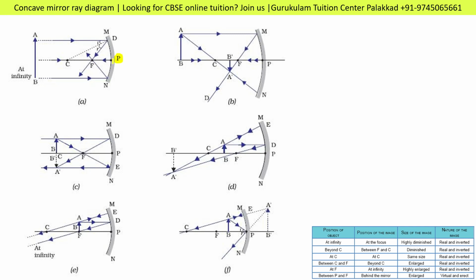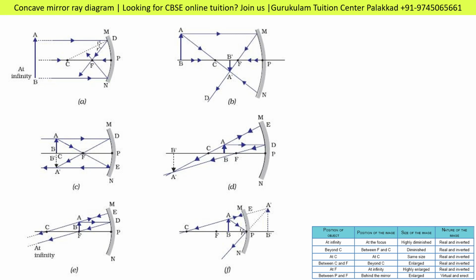P represents the pole, F represents the focus, C represents the center of curvature, and this is the principal axis. The line passing through the pole is known as the principal axis. If we draw any line which is parallel to the principal axis, it will come through the focus, and if you draw any line that is passing through the center of curvature, it will come back through the center of curvature itself. Any image formed on the same side of the object is known as a real image. All other images forming on the other side are known as virtual images.